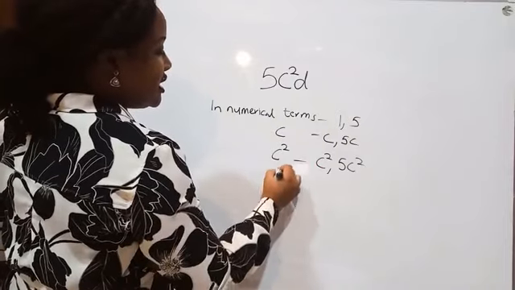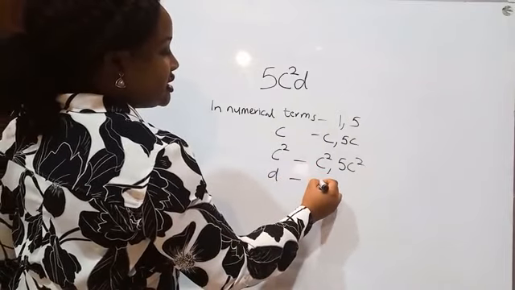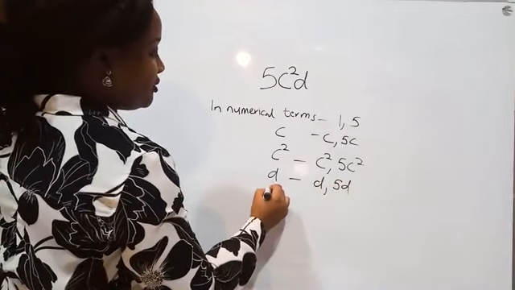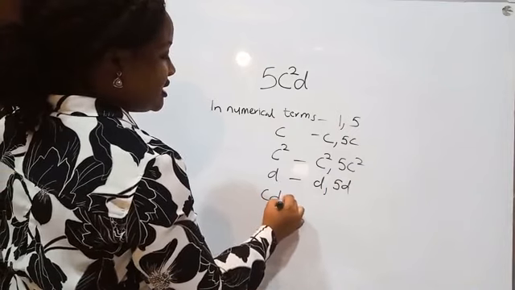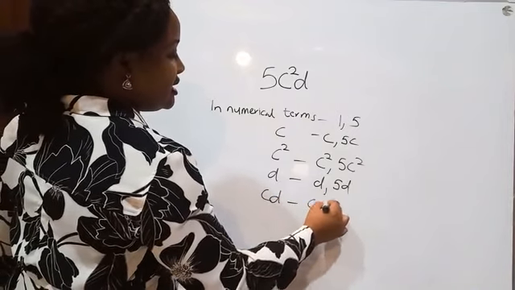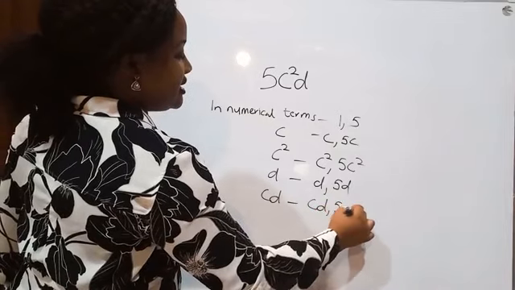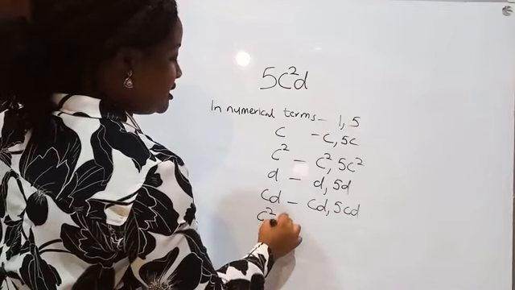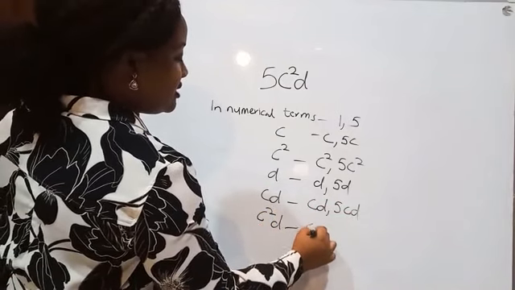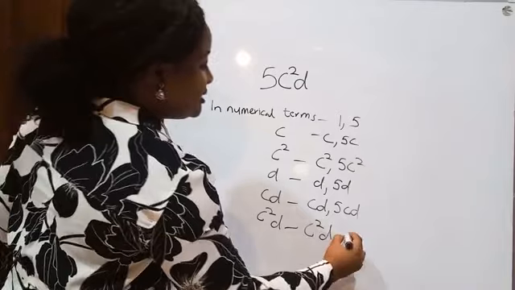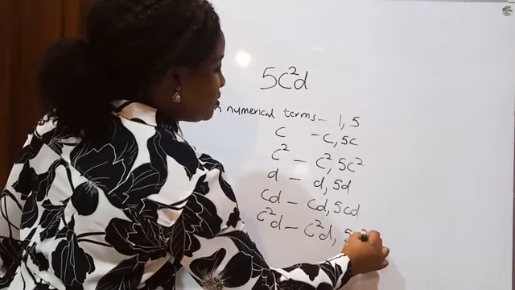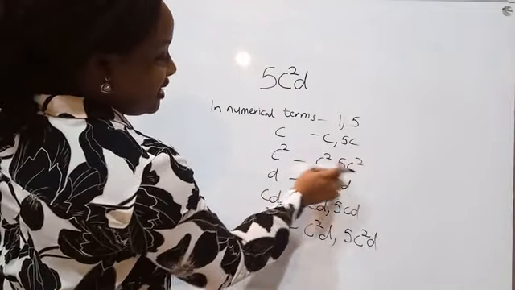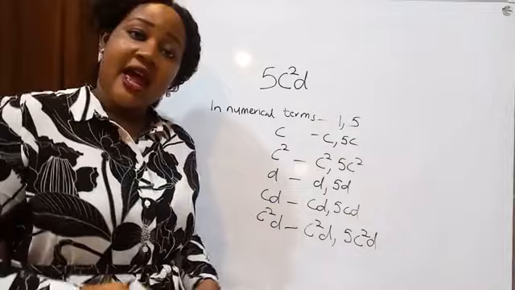In terms of d, you have d and 5d. In terms of cd, you have cd and 5cd. Then in terms of c squared d, you have c squared d and 5c squared d. So these are the factors of this algebraic expression.